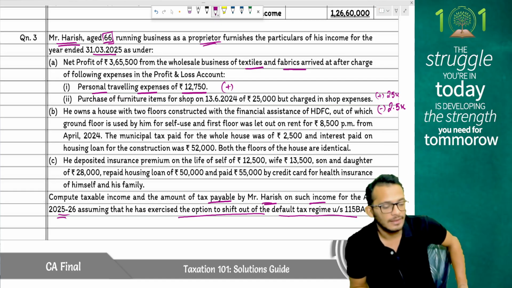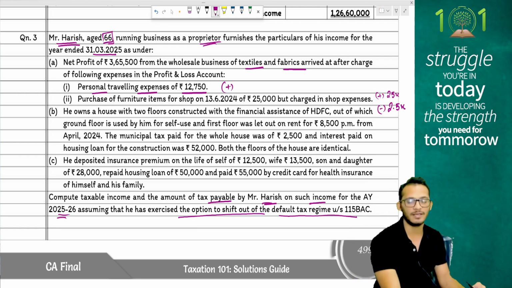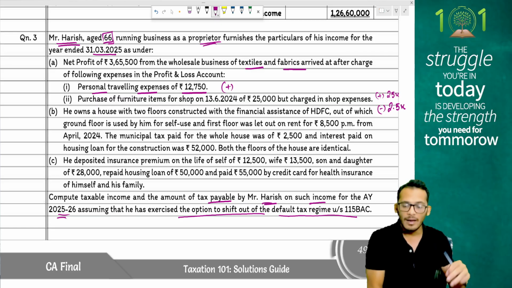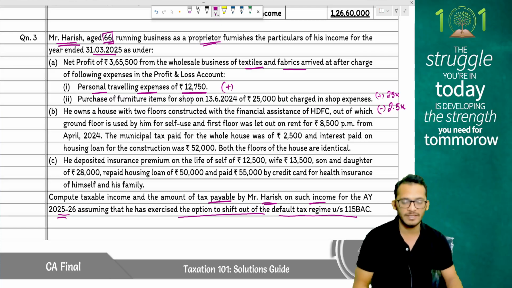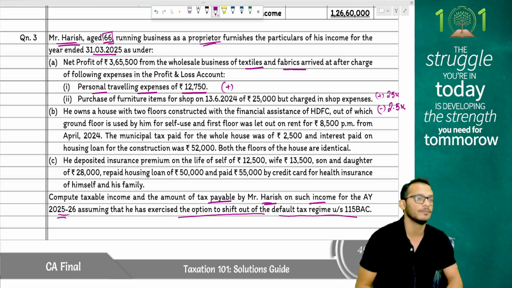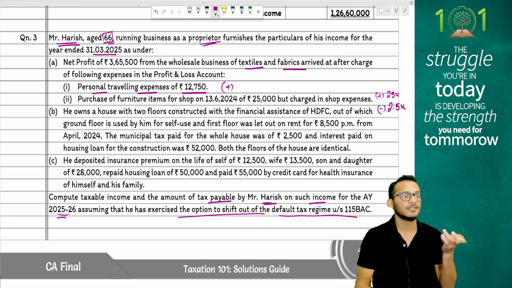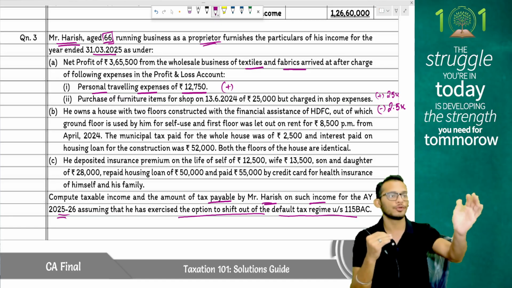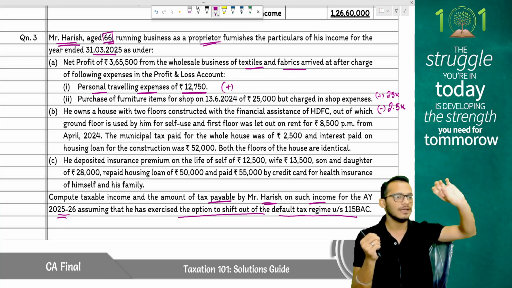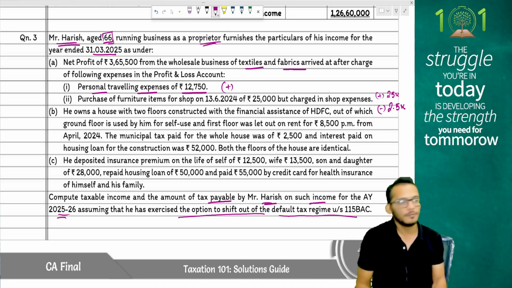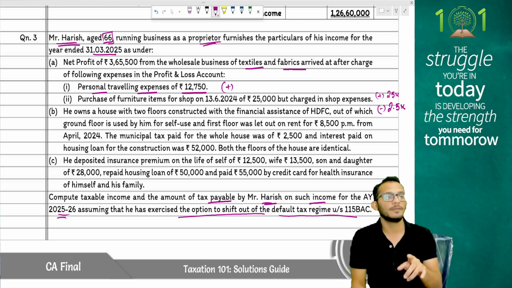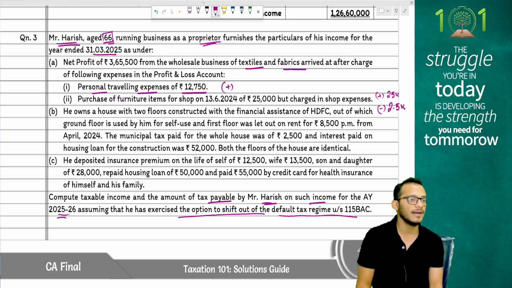Next, the person owns a house with 2 floors constructed with financial assistance of HDFC Bank, out of which the ground floor is used by him for self-use and the first floor is let out at a rent of 8,500 per month. I am in the chapter of house property. One building is split into two. The first half is self-occupied property, the second half is let-out property. In the self-occupied, I don't care. But in the let-out, I have 8,500 per month as my rent. This becomes my GAV from April 2024.